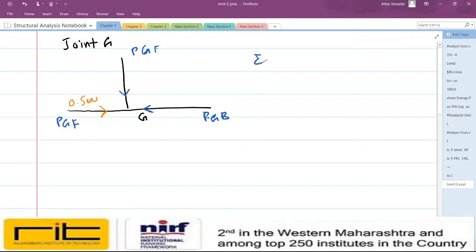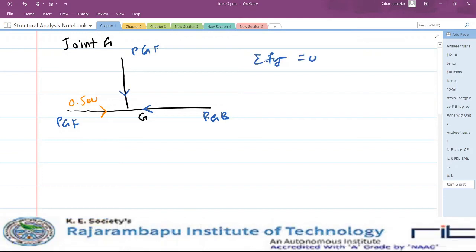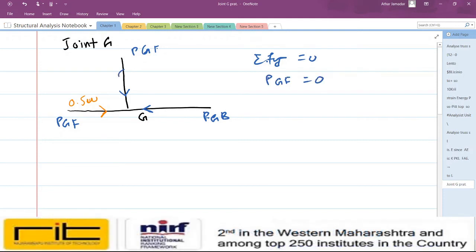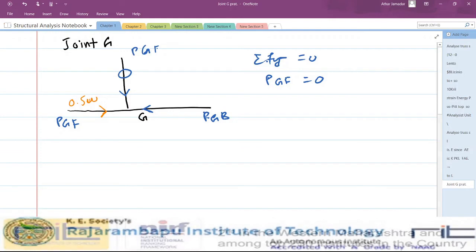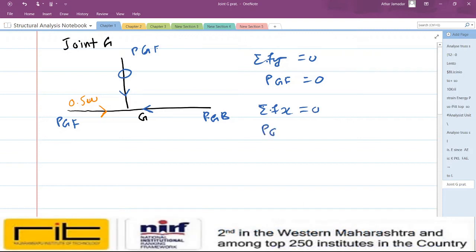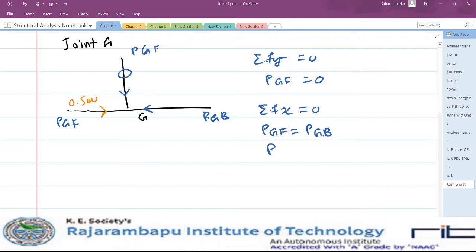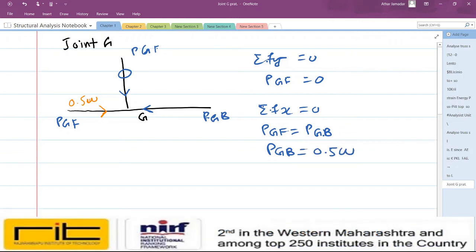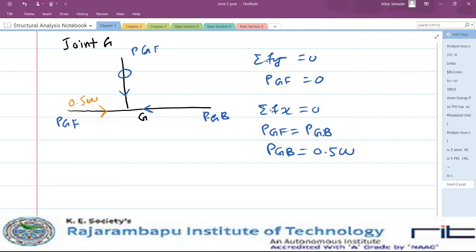If we take summation of Fy is equal to 0, you will get PGF is equal to directly 0. Here PGF is directly going to be 0 because external vertical force is not acting. If you take summation of Fx is equal to 0, then you will get PGF is equal to PGB. So PGB is directly going to be 0.5 times W. That we will also show in the diagram.